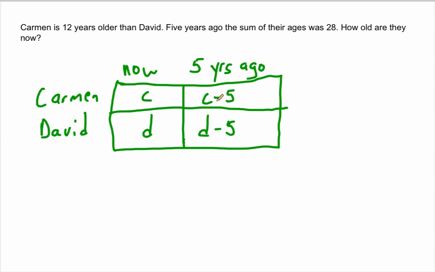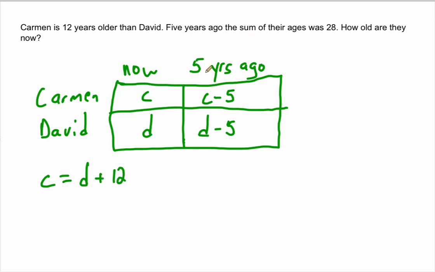I know that 5 years ago means we're going to subtract 5. This has nothing to do with the word problem at all. The only thing I got from the word problem were these headings. Carmen, David, now, 5 years ago. Now I'm going to start reading the problem. Carmen is C equals 12 years older than David. So that's David plus 12 years.